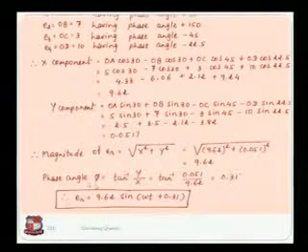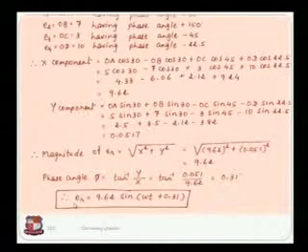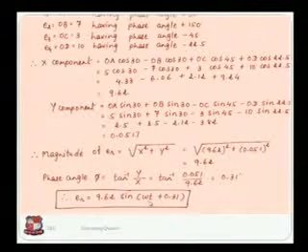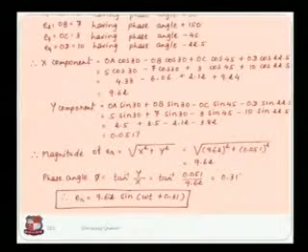So your final equation for the resultant voltage is represented like this: ER is equal to 9.62 sine omega t plus 0.31. 0.31 is the phase angle of the resultant voltage and 9.62 is the magnitude of the resultant voltage. So this is the vector representation of an alternating quantity. Now we revise this session like this.